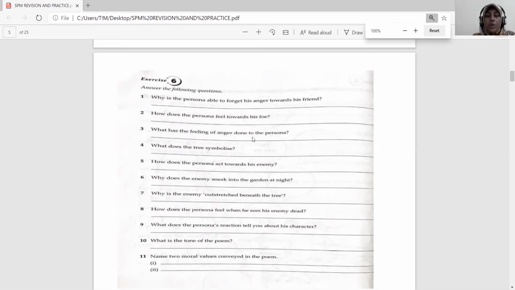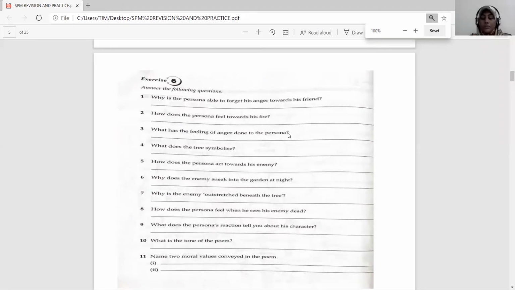All right. Number 2, how does the persona feel toward his foe? What does he feel? Very, very simple. Exactly, anger. He feels angry towards the enemy. Okay, one is also very good. All right, he is angry with his foe. Number three, what has the feeling of anger done to the persona? What happened to the persona due to the anger in his body or in his mind?